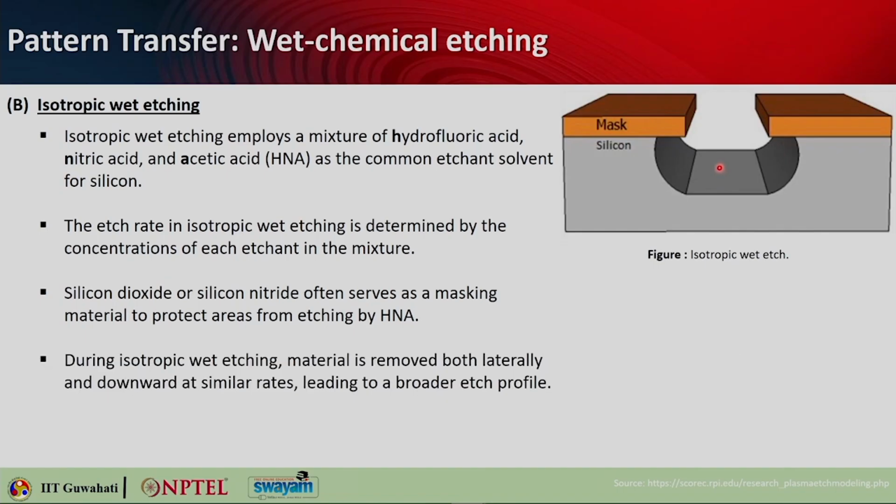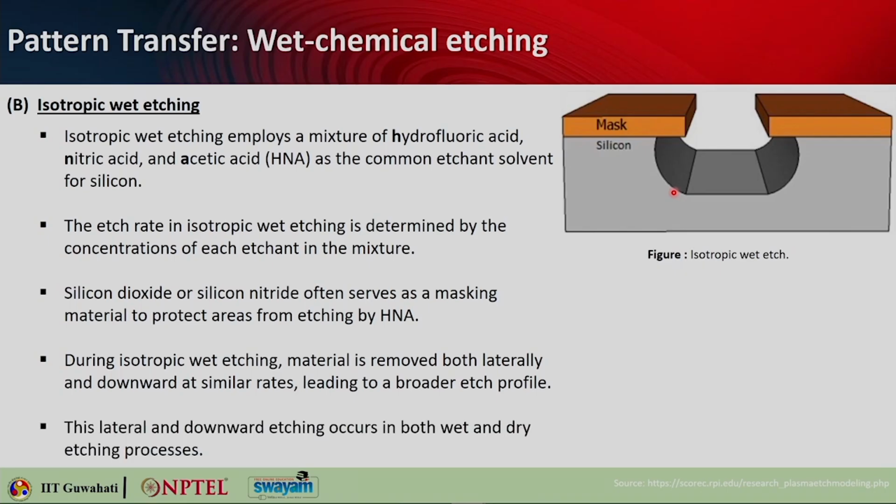And during this isotropic wet etching, the material is removed both laterally and downward at the same rate. So, that will actually give you a broader etch profile. So, laterally in the xy direction and the z direction the etching happens at the same rate. So, that is why it is called isotropic etching. So, this lateral and downward etching occurs in both wet and dry etching processes.